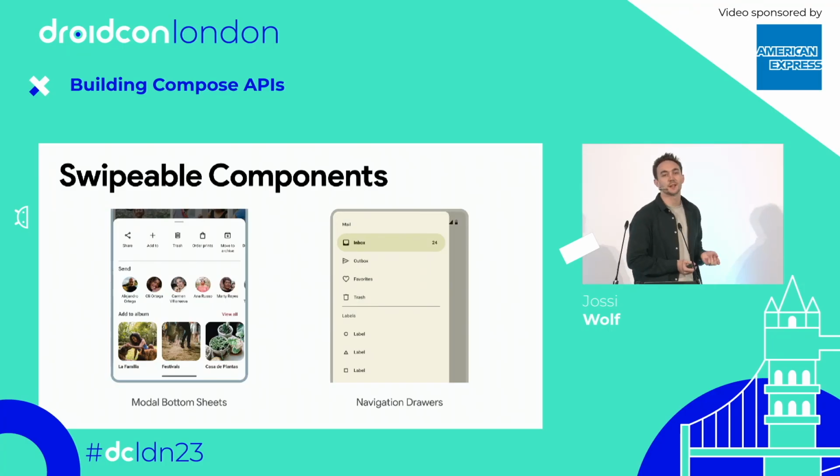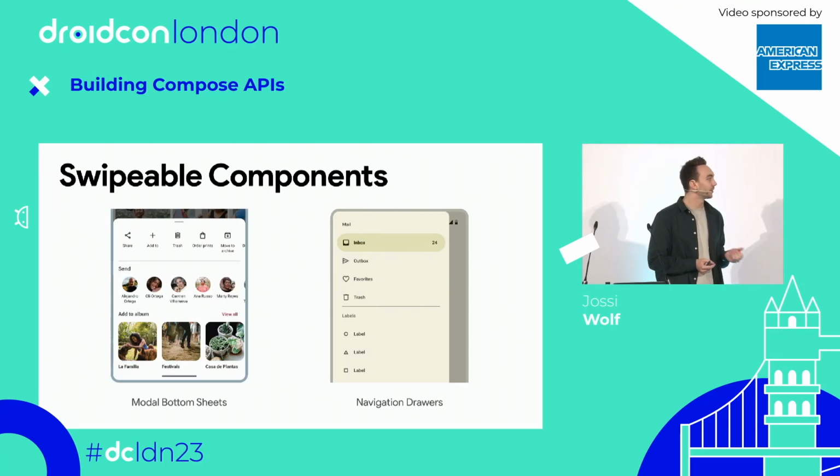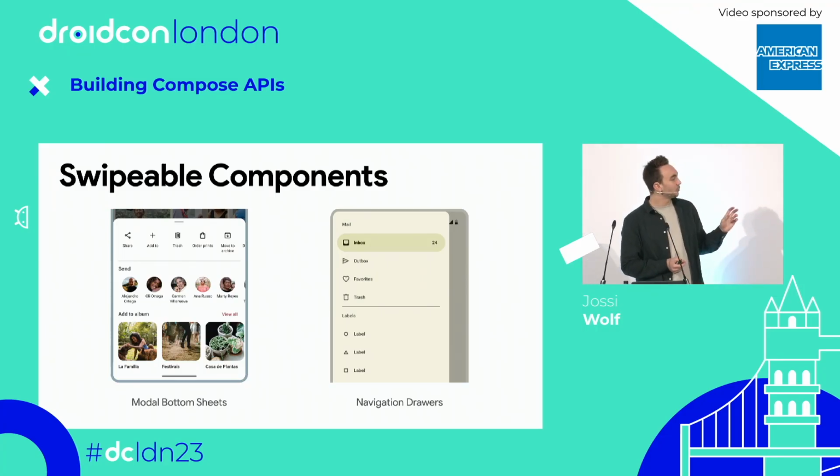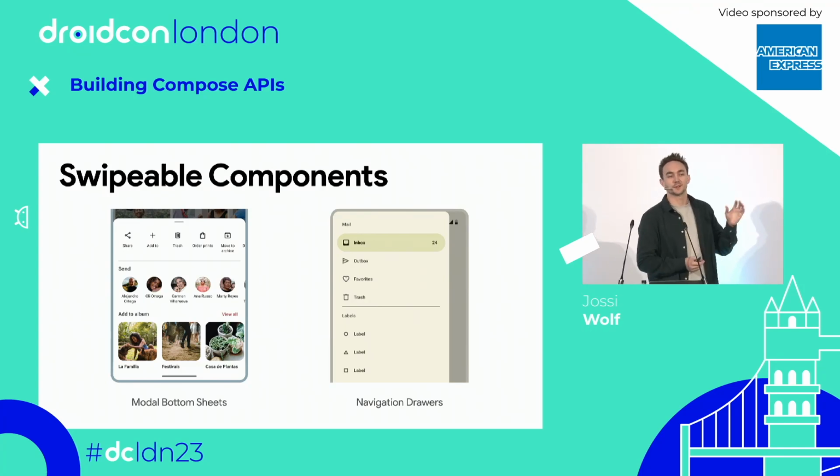This is the API that powered modal bottom sheets, navigation drawers, and more components like swipe to dismiss. Anywhere where, for example, with a bottom sheet, you would drag it up, and once you let go, it settles at the closest state. So either it would fully expand or it would hide again. And same for a navigation drawer or an item that you can swipe to dismiss.